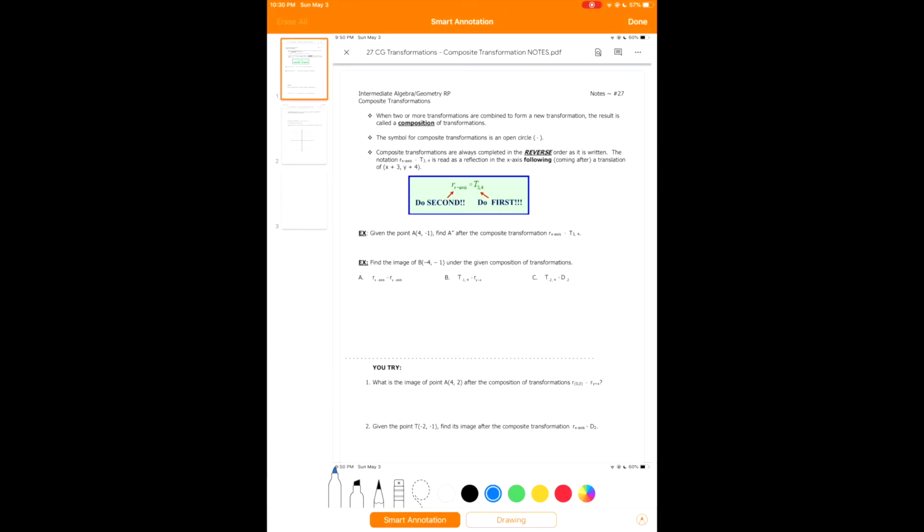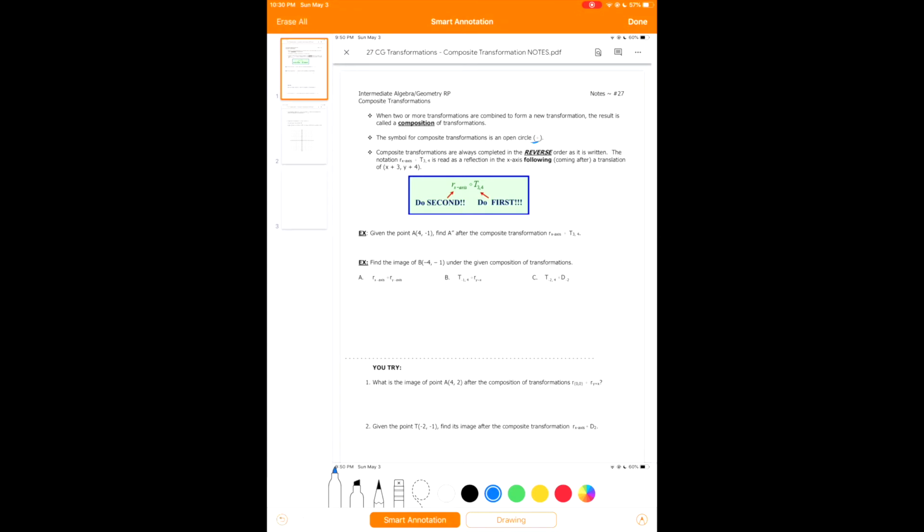Hey guys, today we're going to do lesson 27, which is Composite Transformations. Basically what this means is when there are two or more transformations that are combined to form a new transformation. So the result is called a composition of transformations, which basically just means there's more than one happening. The symbol for this is going to be this open circle.